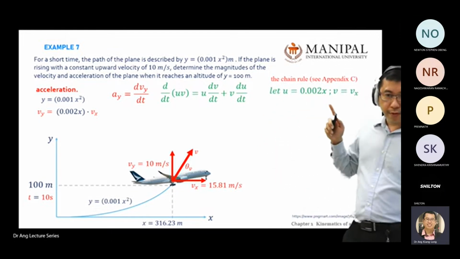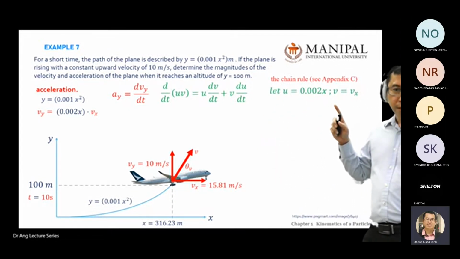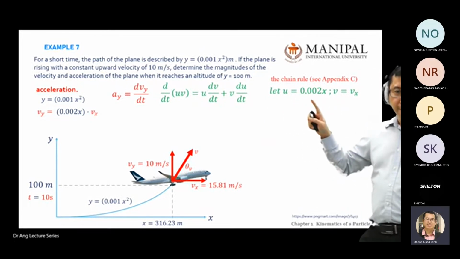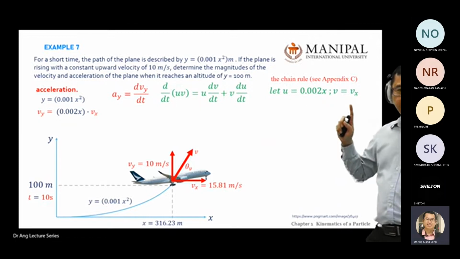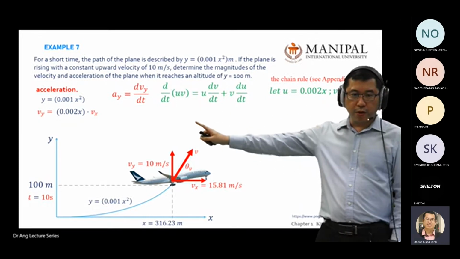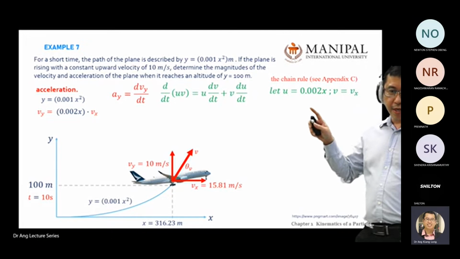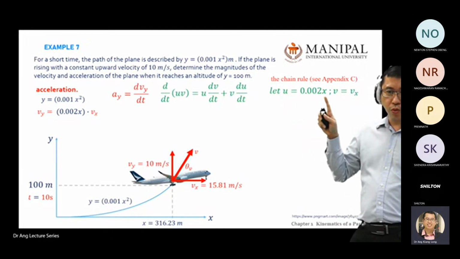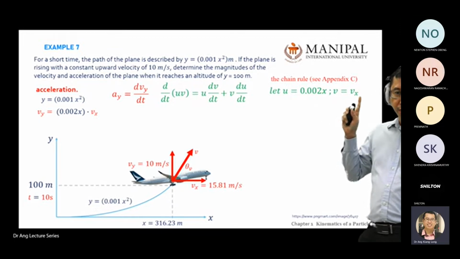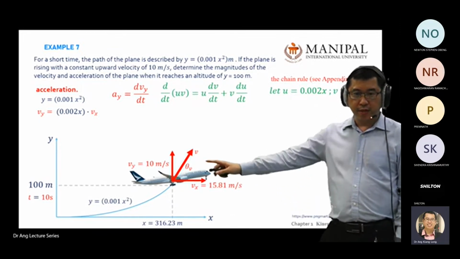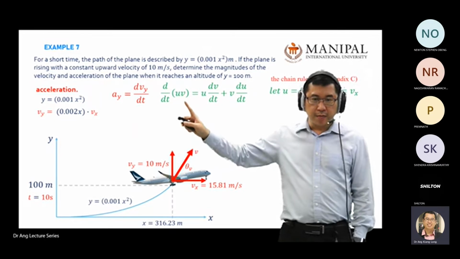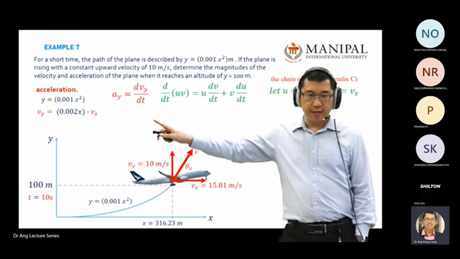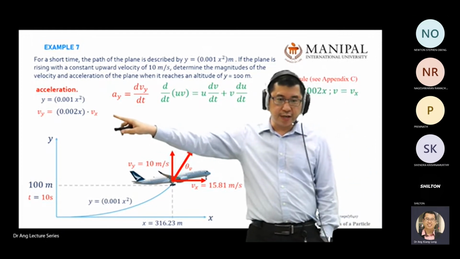Okay. This is when you use chain rules. This is the detailed steps that you have. So if you compare, in this case, we will use u equal to 0.002x and your v is vx. Okay, meaning you are differentiating your velocity, right? You're differentiating your velocity, right?